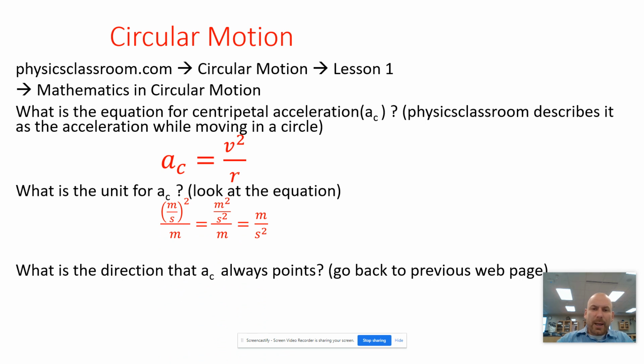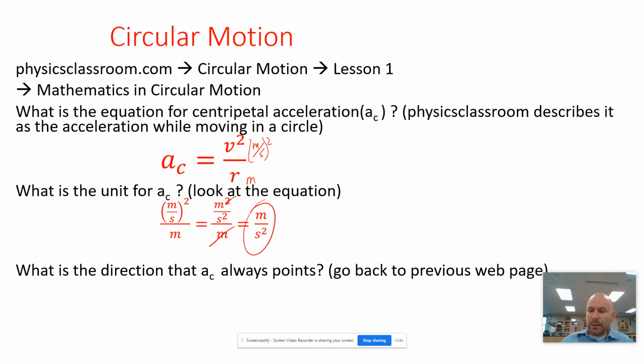Here you have meters per second, and we're squaring that, and then down below here, we've got meters. When you square that, it becomes meters squared over seconds squared, and then over meters. One of the meters cancels out, and you're left with meters per second squared. If you remember, that is our unit for acceleration, meters per second squared. So regardless of whether it's centripetal acceleration or regular acceleration, it's still meters per second squared.